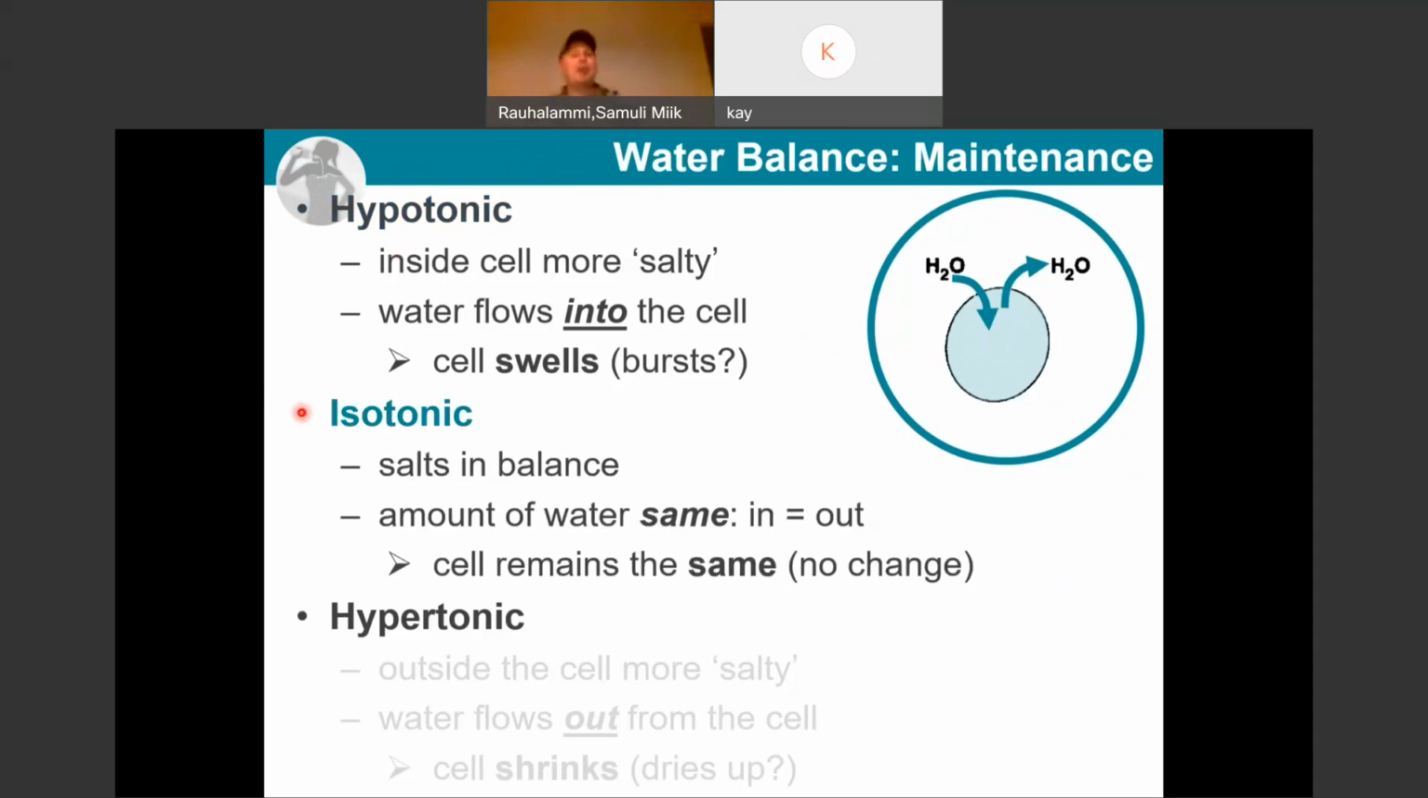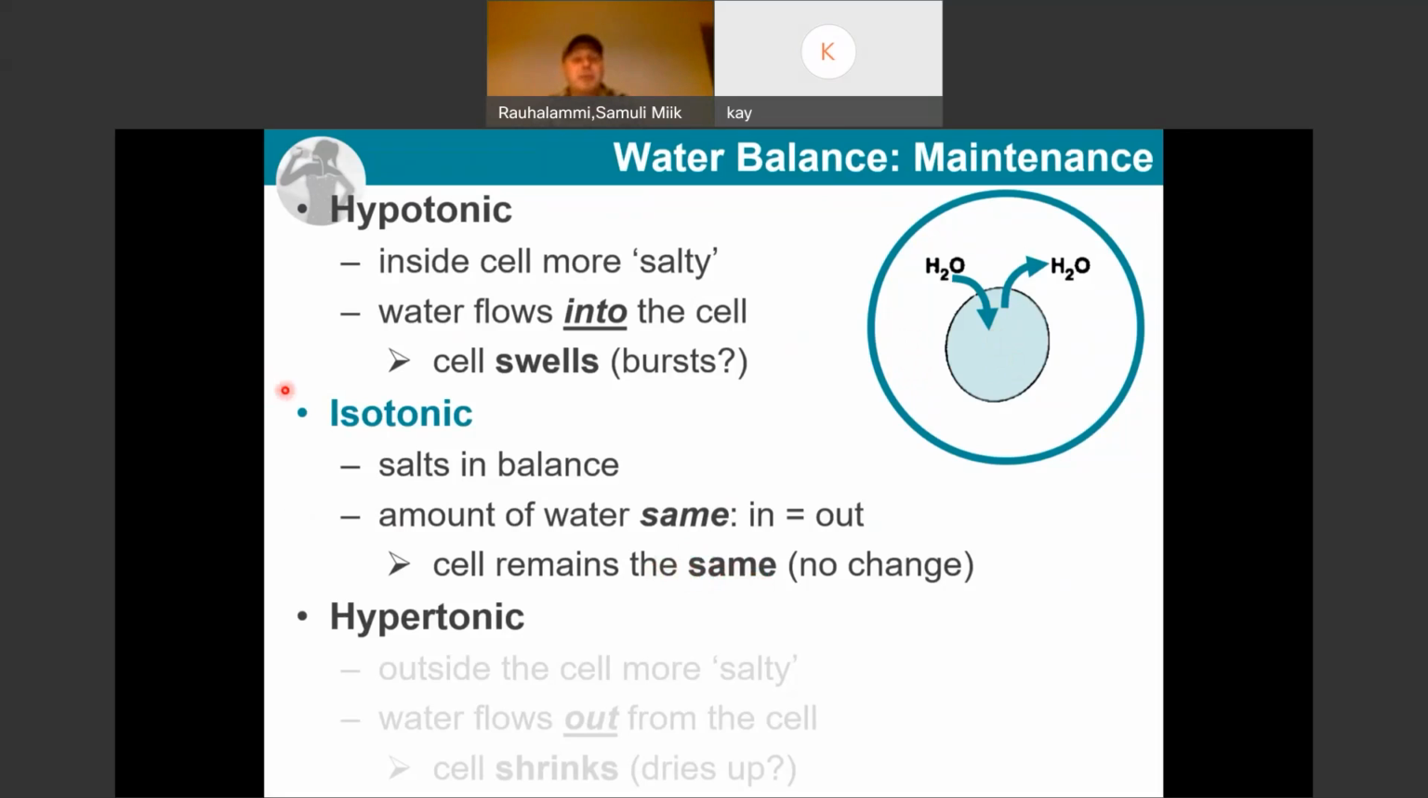The next condition that we're going to see is the case where we're talking about isotonic conditions. Now, in isotonic conditions, there's just the same amount of electrolytes outside the cell as there is inside the cell. Since this amount is the same, there's really no net gain or net loss of water to the cell. Some water will always get in, some water will always get out, but the cell remains the same size. So there's no change in the overall cell volume.